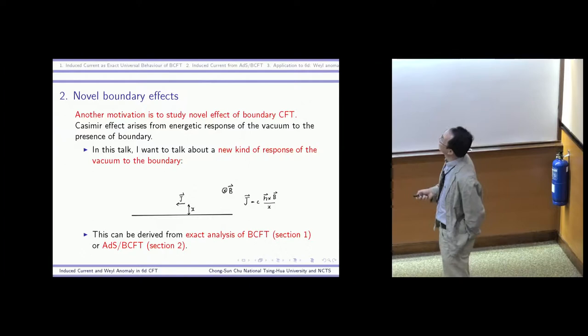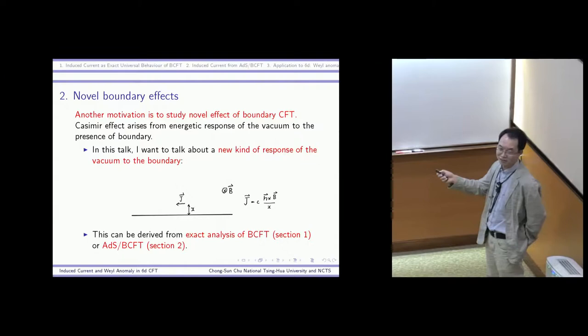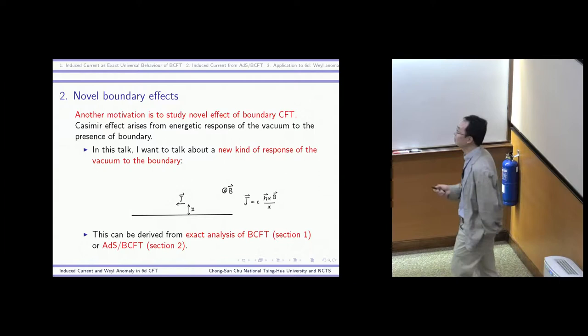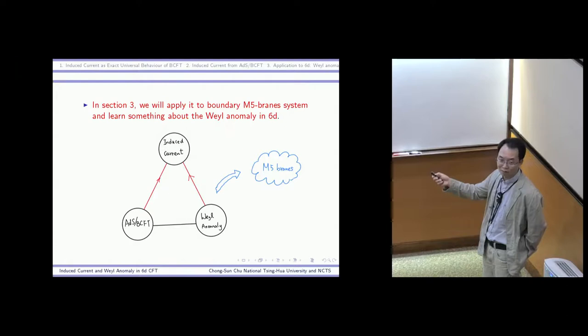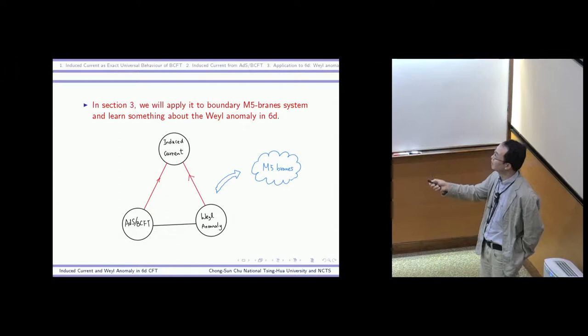So this result can be derived either by exact analysis of the BCFT, which I will talk about in the first section of the talk, or from AdS/BCFT. So in the end, there will be a picture like this. The induced current, either for four dimensions or its generalization to six dimensions, has a connection with AdS/BCFT. We can derive this using AdS/BCFT, or it can be derived from the Weyl anomaly.